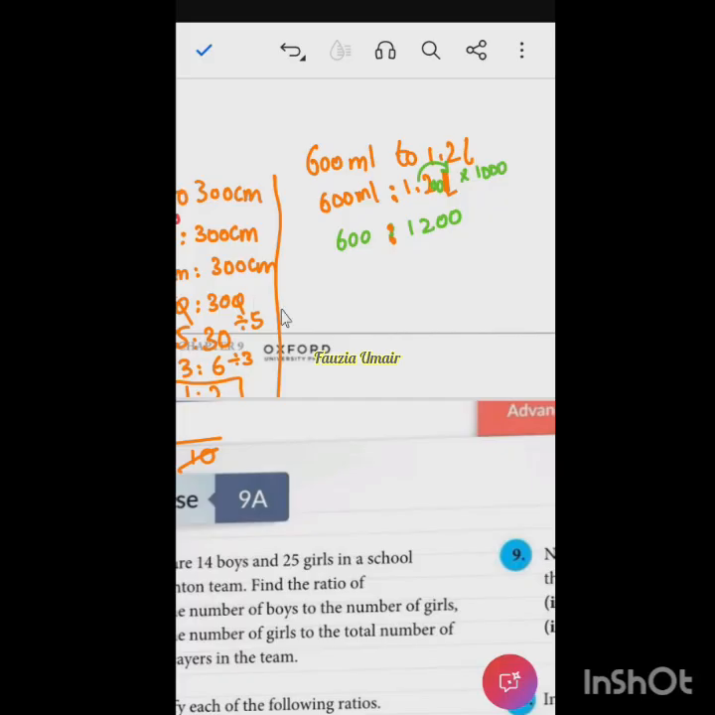Ma'am, now on this point, we will cancel 2 zeros with 2 zeros. Very good. We can cancel these two zeros from both sides. So it will be 6 ratio 12. With which number can I divide? With 6. And the answer would be 1 ratio 2. Okay, the same answer we got.